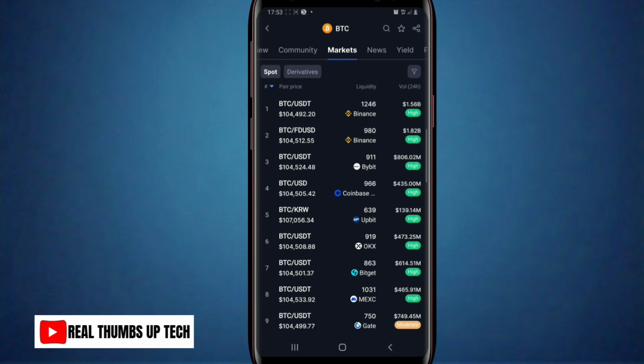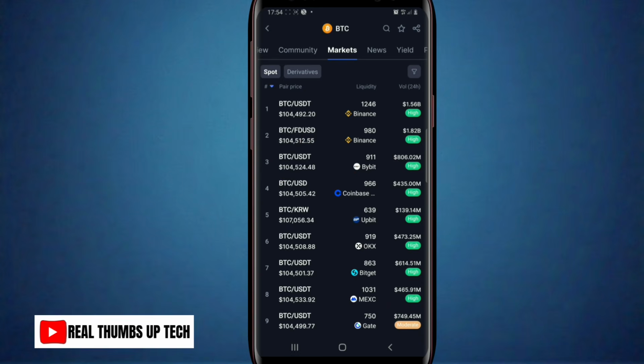Okay, so now we have that Binance sells BTC USDT at the rate of $104,492.20. This is how much BTC is sold on Binance. But if you go over to Bybit, Bybit sells it at the rate of 104,524. Can you see the difference? $104,524.48. That means Bybit is currently selling BTC higher than Binance.